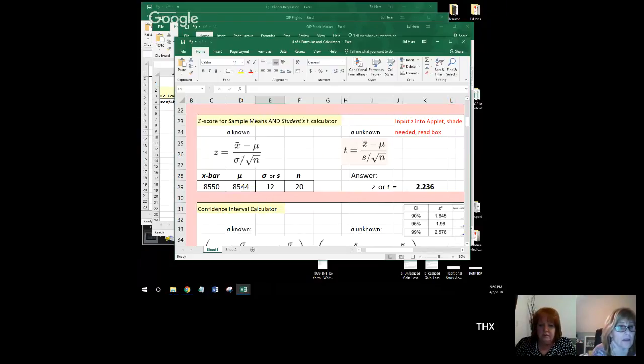So you did that. All right. So the X bar is 8550, and the mean is 8544, right? Wait. Oh, right. 8550 is what they claim it is, but the mean is 8544. The number is 20, and the standard deviation is 12, so it's 12 over the square root of n, or 20. 12 over the square root of 20 is 2.236.